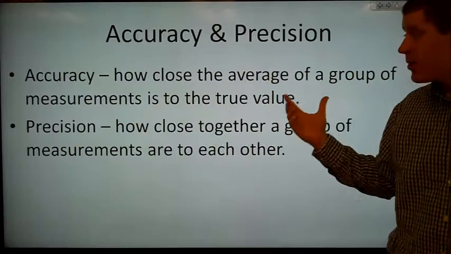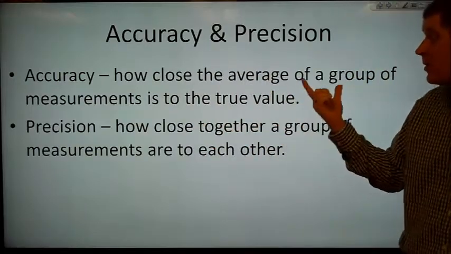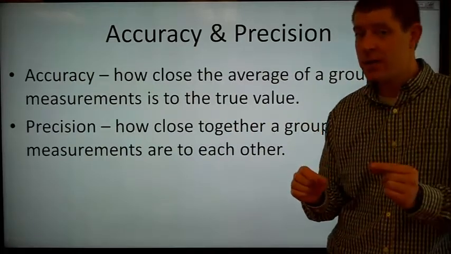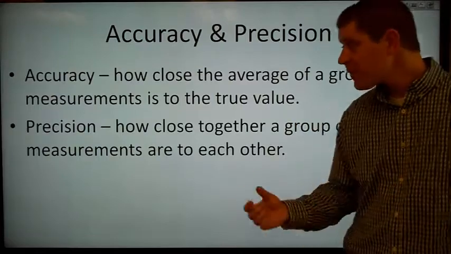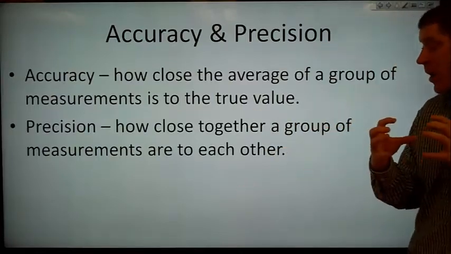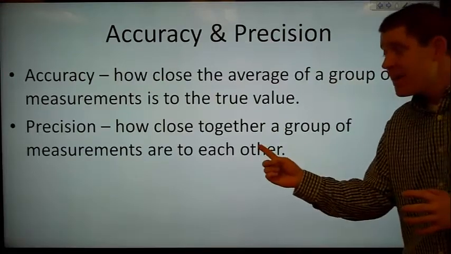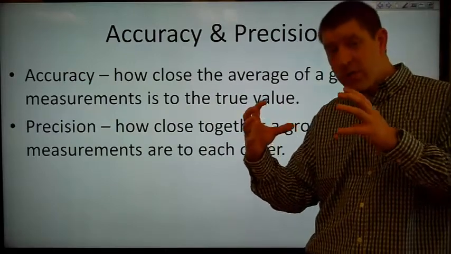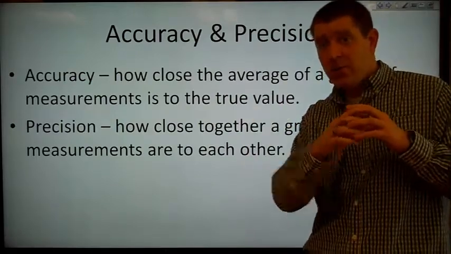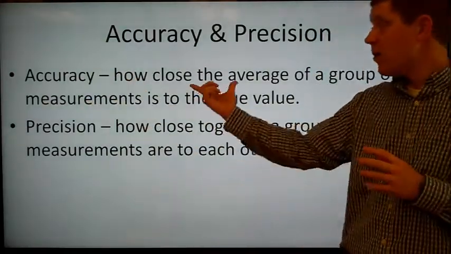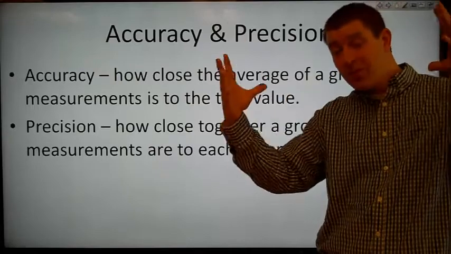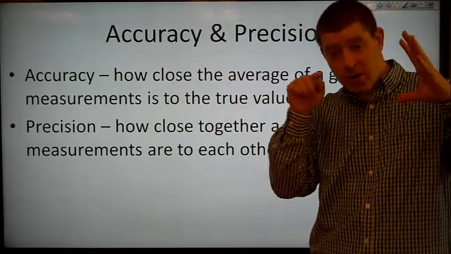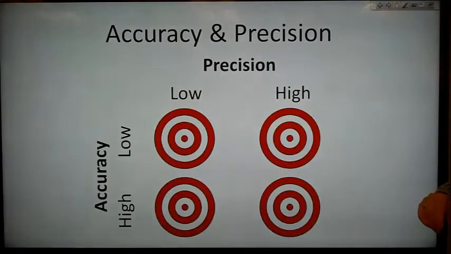So now let's look at accuracy and precision. With accuracy, what we mean is how close the average of a group of measurements is to the true value. Not how close any one measurement is, but how close the average of our measurements is. With precision, we mean how close together our group of measurements are to each other. But that has nothing to do with how close they are to the true value. Our group of measurements could be really close together to each other, but really far from whatever the true value is. Or we could have a group of measurements that is pretty scattered, but the average of those measurements is right on the true value, whatever it really is.